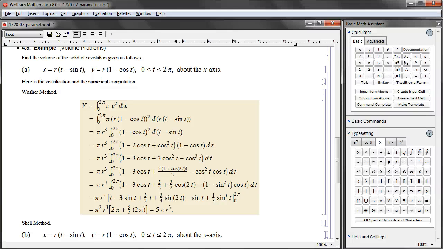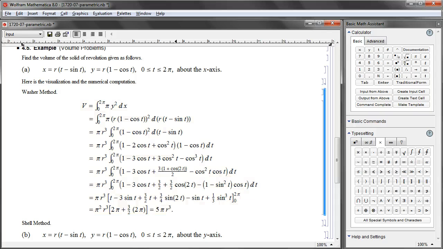You'll have to use a lot of tricks that we learned in chapter 7 to get it done. This one is power reduction, and this one cosine squared times cosine. We end up with 1 minus sine squared times cosine of t, and so on. We end up with this answer.